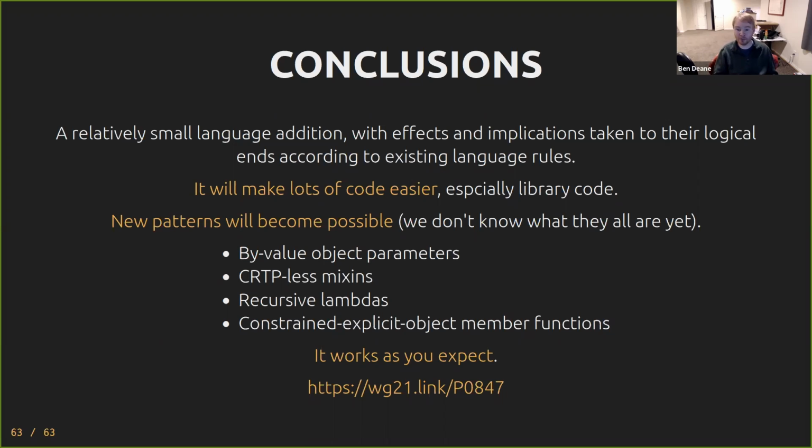By-value object parameters particularly, we've thought of that a little bit, but that might turn out to be a lot more powerful. CRTP gets way easier. Mix-ins get way easier. Recursive lambdas, which we've wanted since we had lambdas, get really easy. And we get to mix in concepts and constrain member functions appropriately, through our derived types, I guess. The bottom line is that you apply the rules you already know, and most likely it works as you expect.